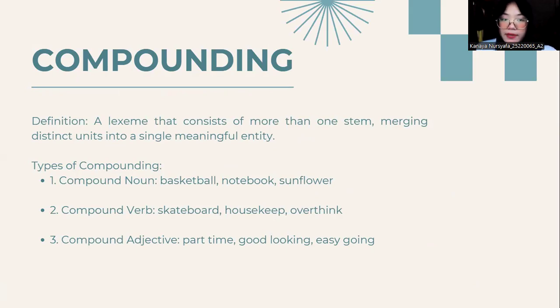The second type is compound verb. The examples are skateboard, housekeeping. And the last type is compound adjective. The examples are part-time, good-looking, and easygoing. So the words can create one new meaning when they are combined together.